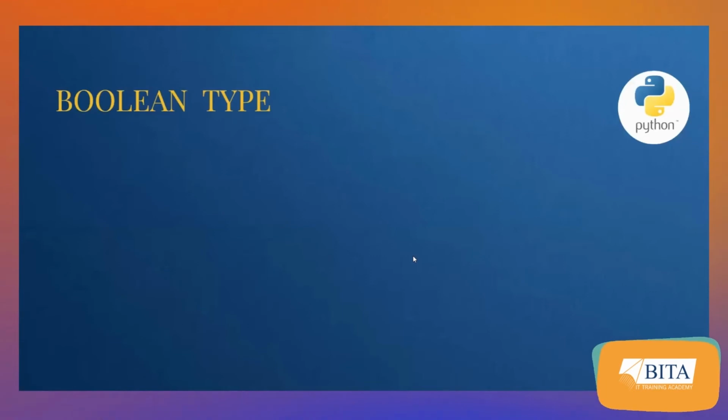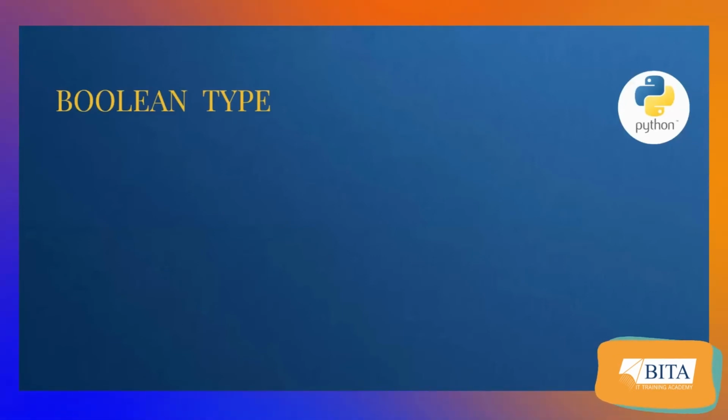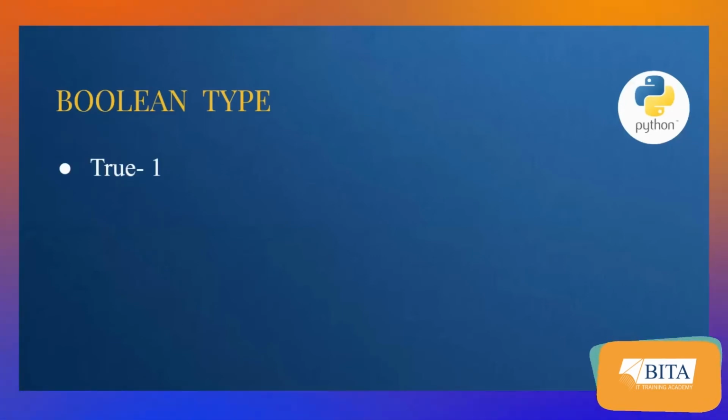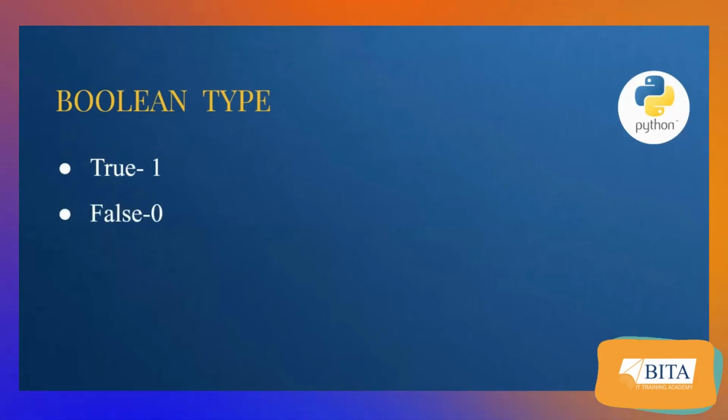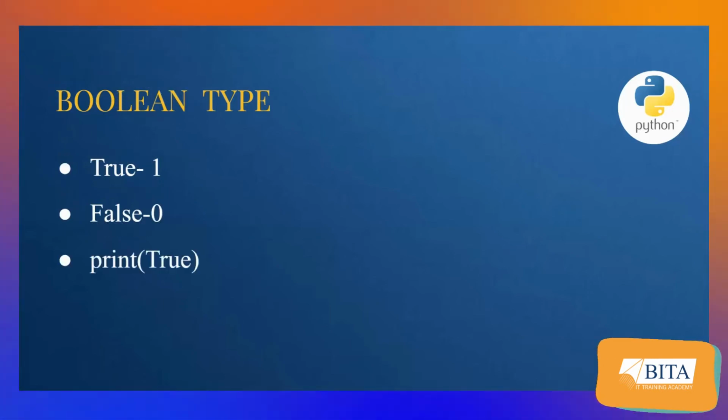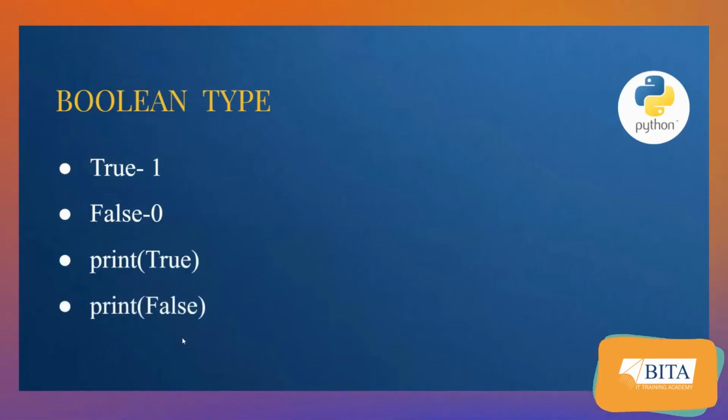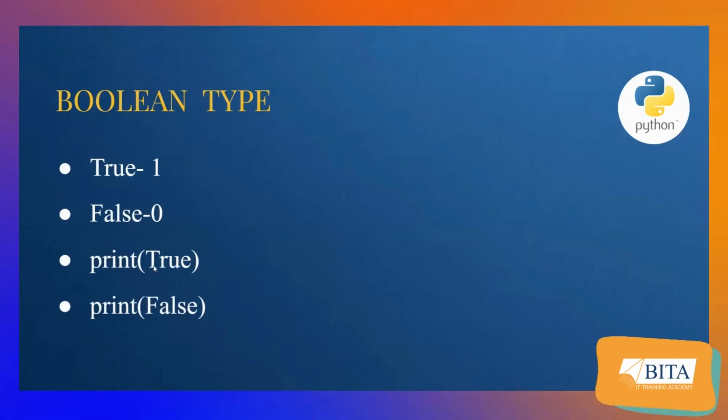Next, we are going to see what is Boolean type. In Boolean type, we have two keywords. One is true and another is false. Always true has value of 1 and false has value of 0. Whenever we are trying to print this true and false, we need to follow the uppercase for first letter, T and F.